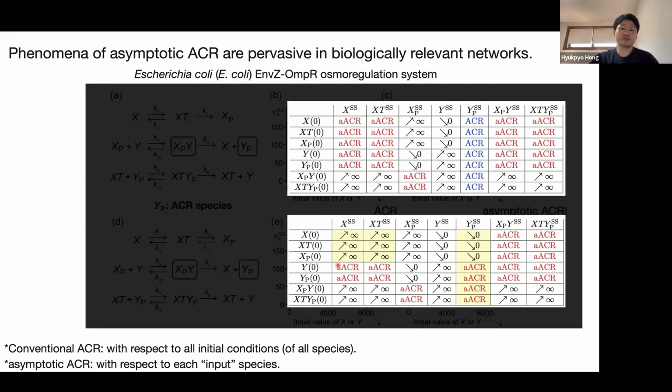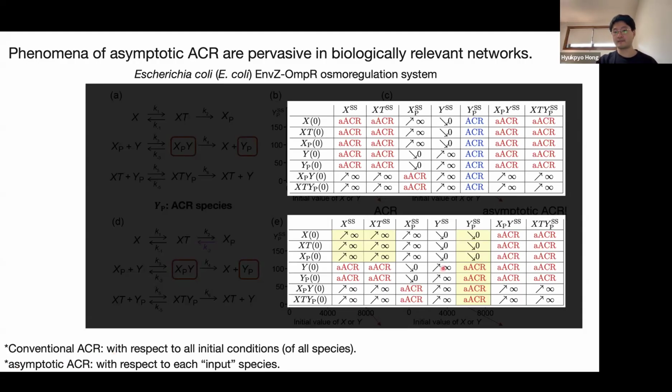And if we do the same thing for any possible combination between the initial value change and the respective steady state concentration, then there are many asymptotic ACR species showing up here and there. But one thing I have to stress here is the notion of conventional ACR is robustness with respect to all initial conditions. So by nature it is more restrictive.